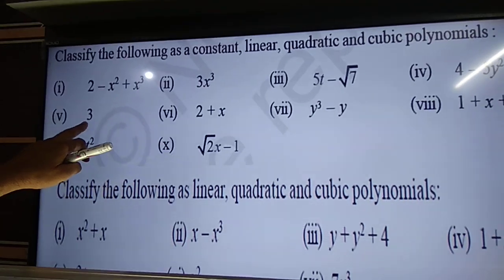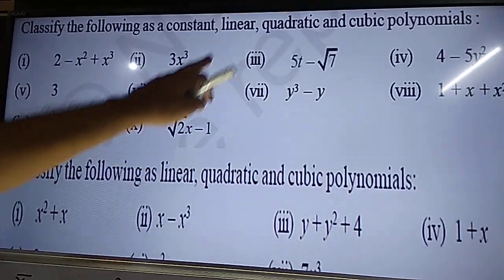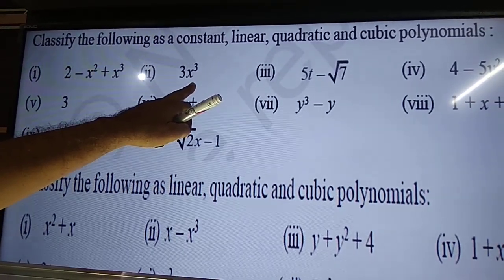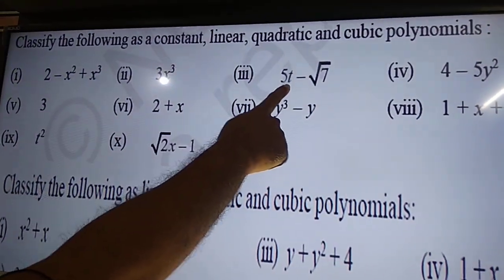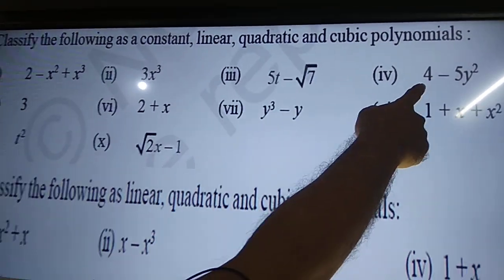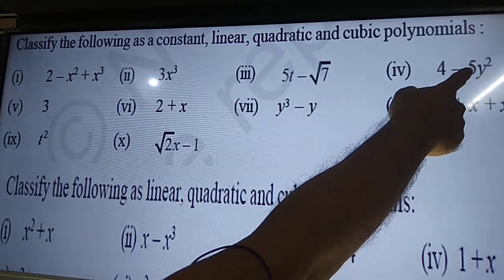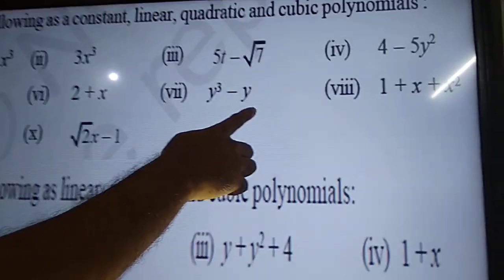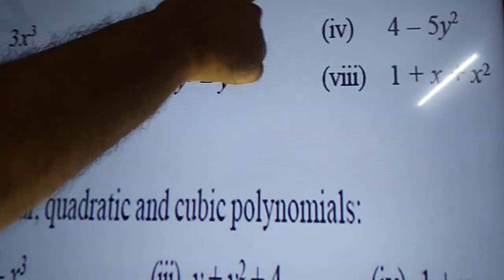Now classify the following into constant, linear, quadratic, cubic. Now this 3 is a constant polynomial. This polynomial has degree 1, so it is called a linear polynomial. This polynomial has degree 3, which means it is a cubic polynomial. This polynomial is again linear, because t has power 1. 4 minus 5y square has power 2, which means degree 2, so it is a quadratic polynomial. Now y cube minus y has degree 3, so it is a cubic polynomial.